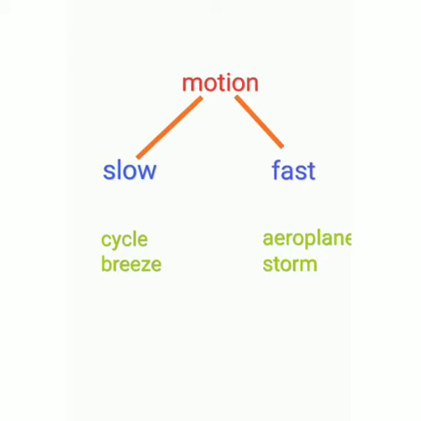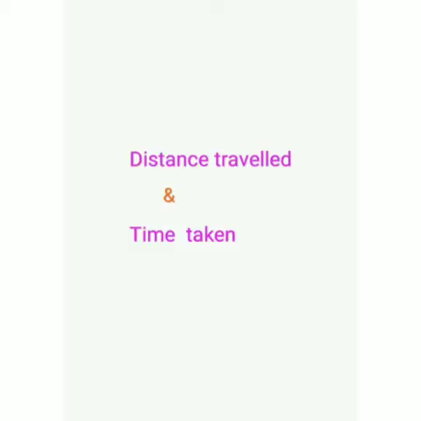Now, if we want to study whether a thing is in fast or slow motion, then two parameters are necessary. First is the distance traveled and second is the time taken. For example, we are taking a car race. A car travels 100 meters in 5 minutes. Another travels 100 meters in 10 minutes. So here both the parameters are necessary, that is the distance traveled and the time taken.